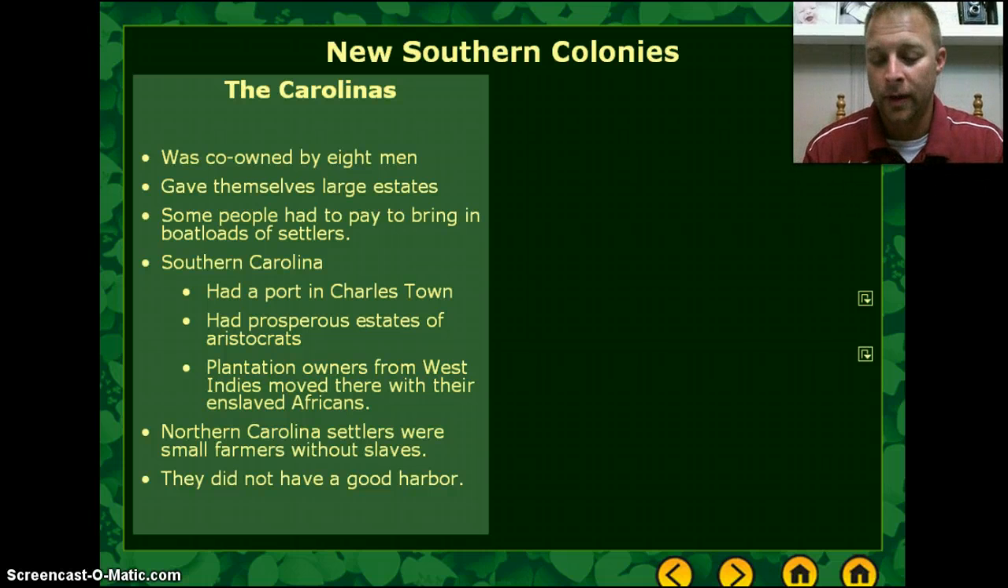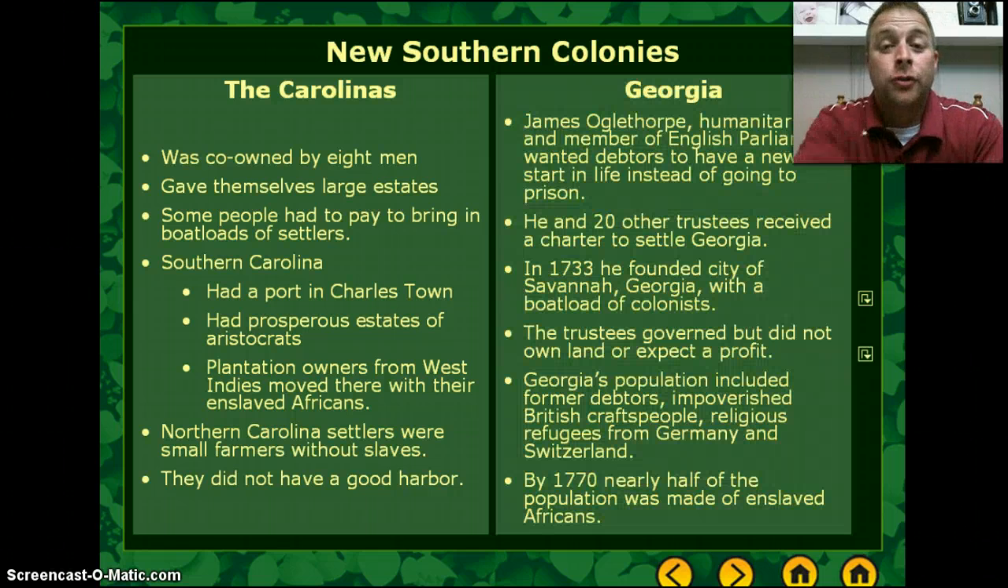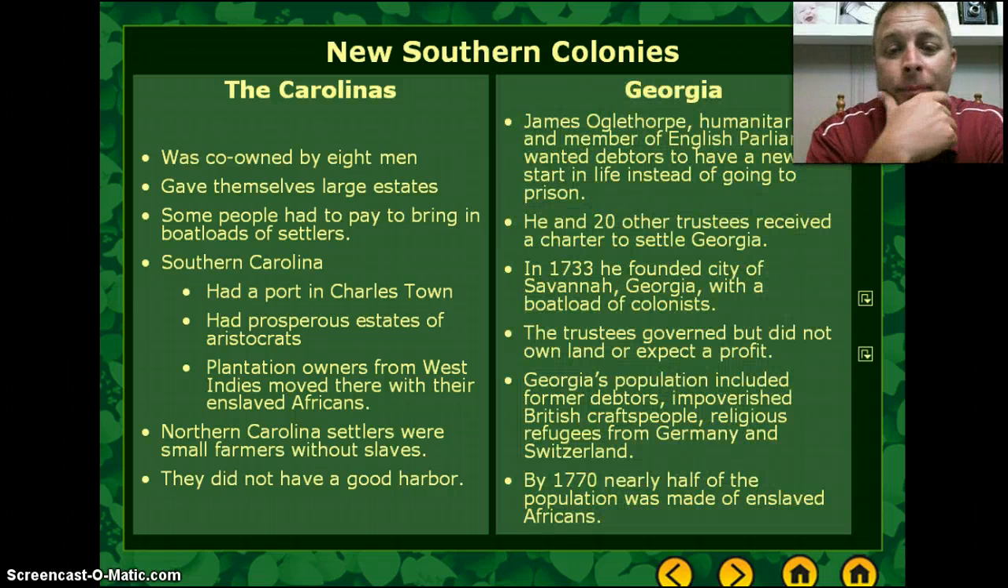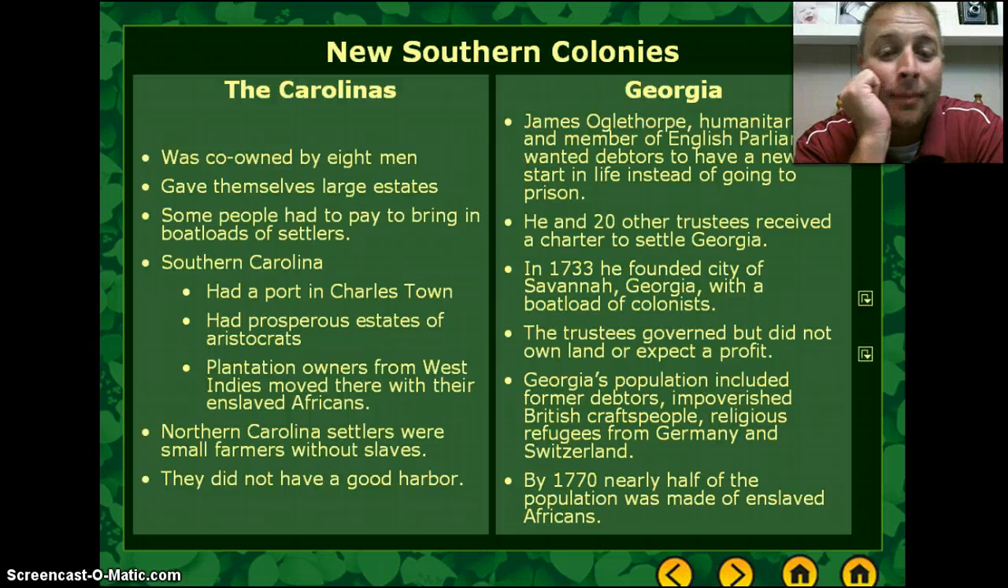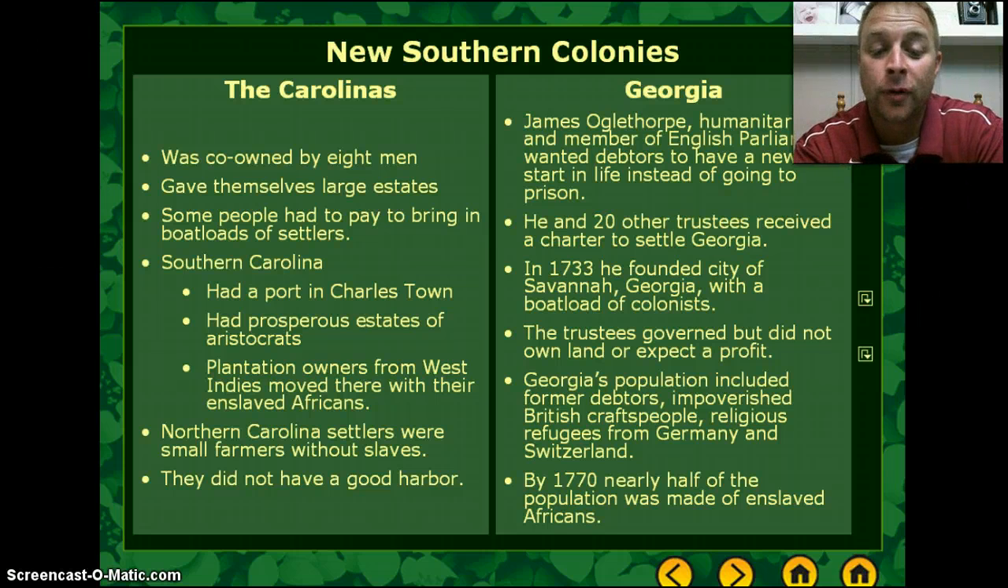Rice is also a very important crop for South Carolina plantation owners. The colony of Georgia starts by a member of English Parliament, a man by the name of James Oglethorpe, and he establishes Georgia as an alternative to prison for people in debt and things of that nature. So really, Georgia almost is kind of like a penal colony initially. They go there to work off their debts and things of that nature.